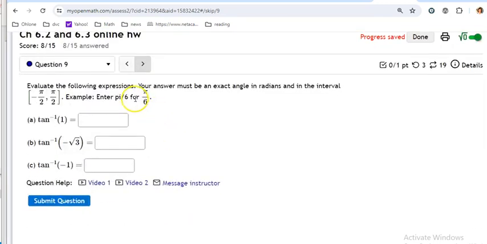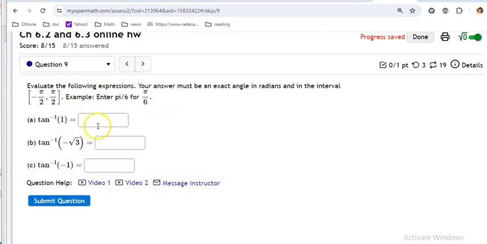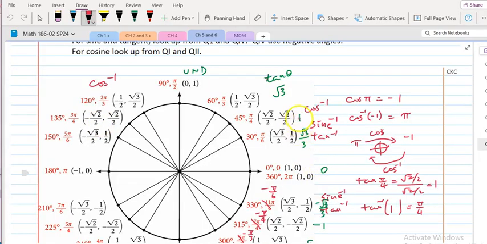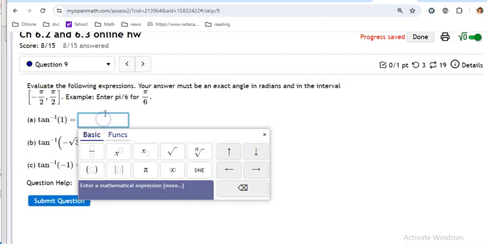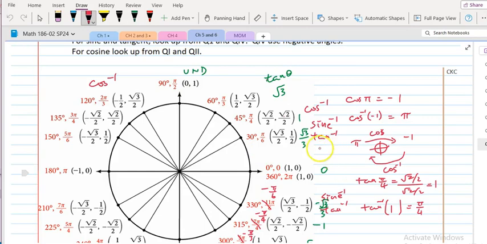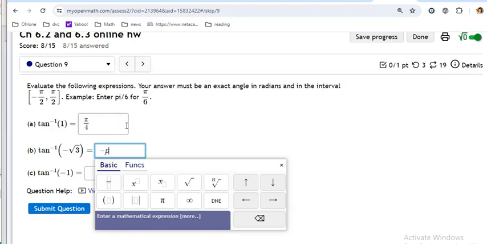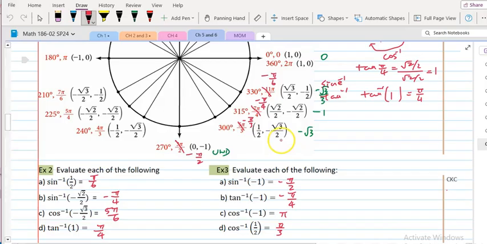Number 9. Evaluate this expression. Your answer must be an exact angle in radians. I wrote the green numbers as tangent values. Tangent inverse of 1 means what angle corresponds to tangent being equal to 1. I have the green 1 here, so that is pi over 4. And arctangent of negative root 3, I have it here, so this is negative pi over 3. And then arctangent of negative 1 is also in this quadrant, negative pi over 4.